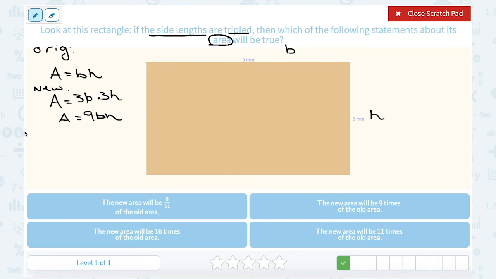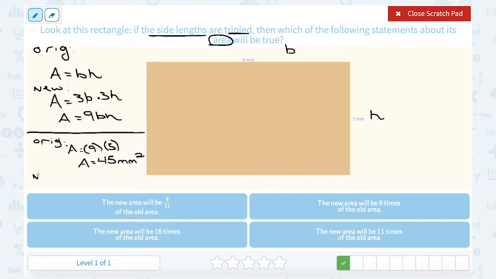And again, if you wanted to really check it out and make sure, you could also use the numbers that they gave you. For the original rectangle, we could say, okay, we know the area, base times height, would be 9 times 5, which is 45. And of course, our units here are in millimeters, so the area is going to be in millimeters squared.